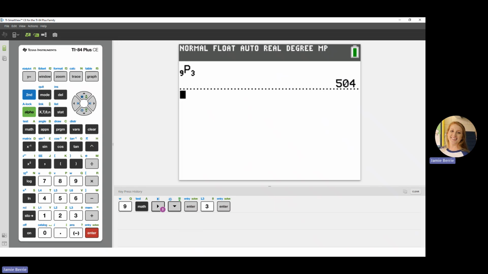If you were thinking about this in terms of what this number means, this is saying if I was trying to choose 3 items from a set of 9 and the order mattered. All right, and then let's go back to our PowerPoint.